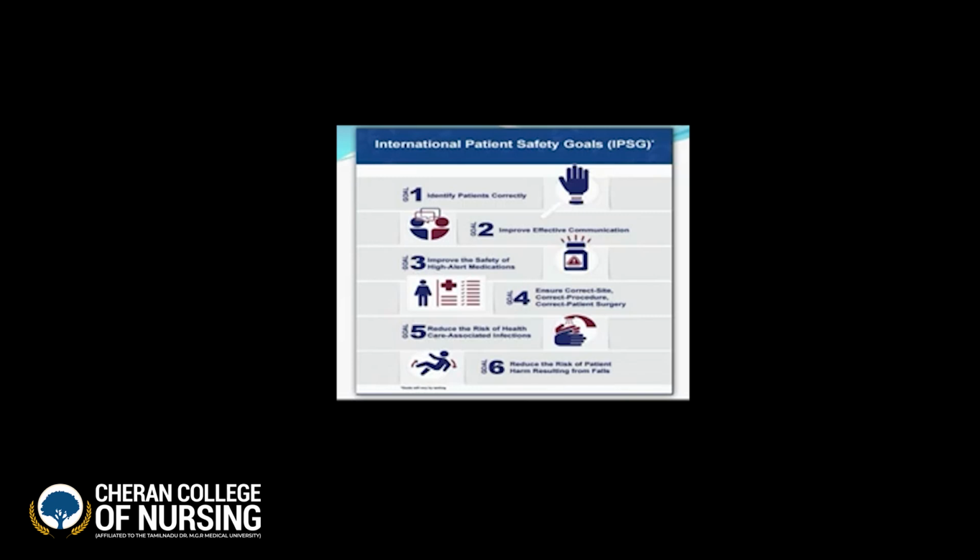So we will discuss one by one. First one is identify the patient correctly. So why do we want to identify the patient correctly? With the correct patient, we can give the correct care. Here in our hospital we are using two patient identifiers. First one is the full name of the patient, and second one is the medical record number. This is mainly for the adult patient.